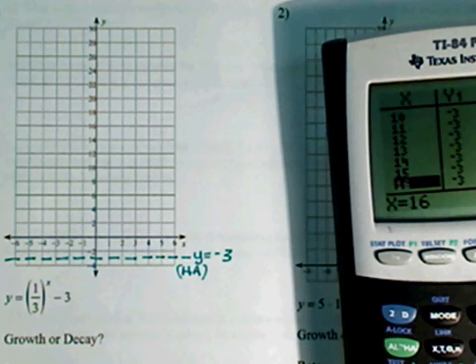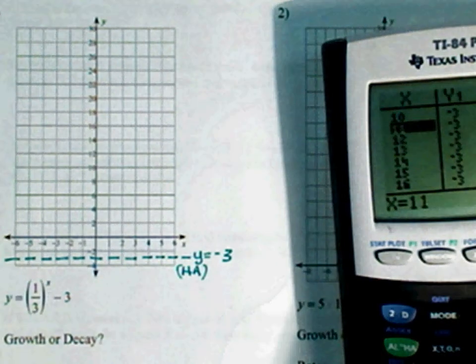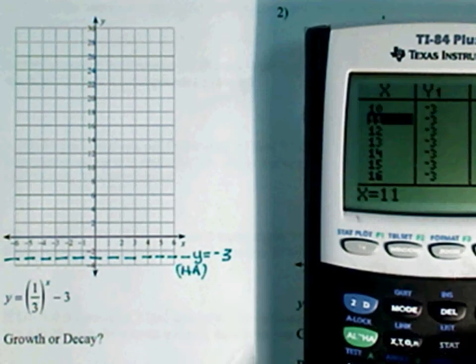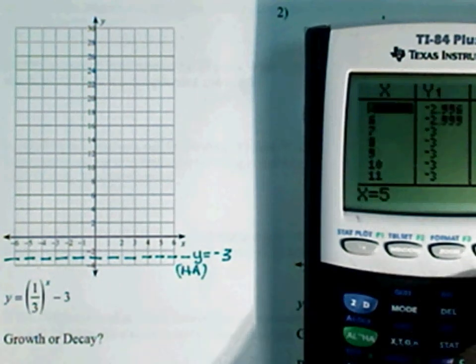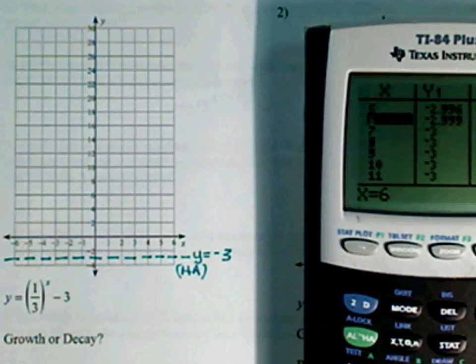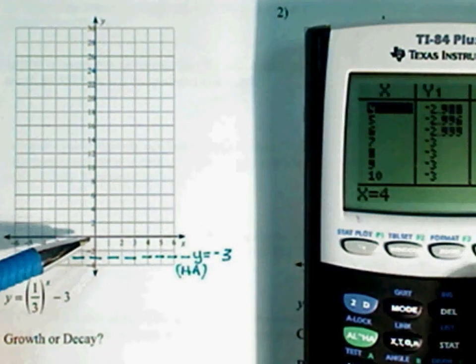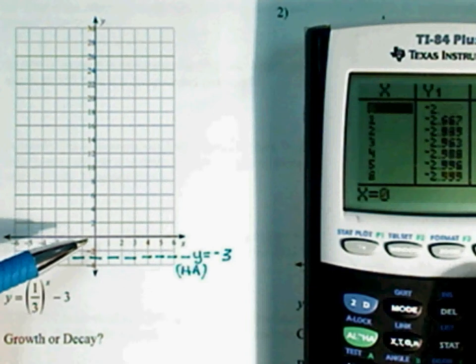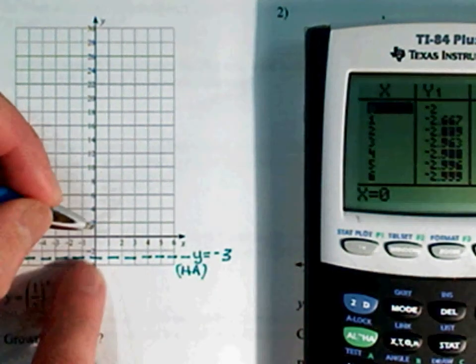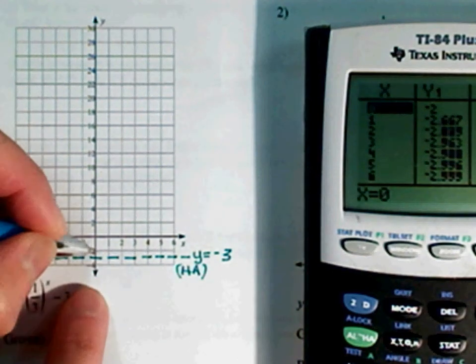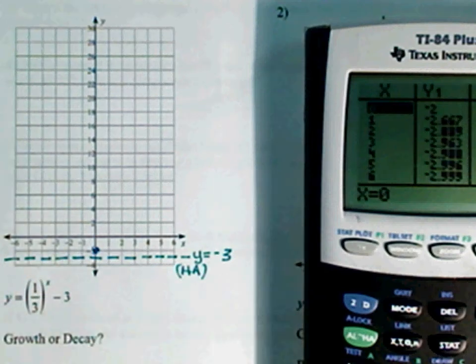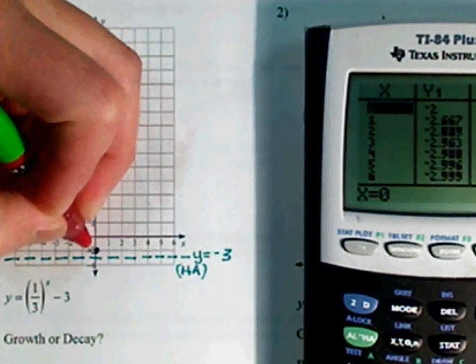Next part. Let's go ahead and plot. If you go to your calculator, okay, we're going to go plot. First of all, you know you're going to be approaching negative 3. So if you just kind of go and look, maybe go to your 0. At 0, it is at negative 2. So I'm going to put a point there. Let me see if I can do that in red. That might be better. Okay?